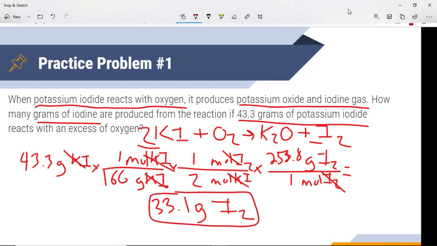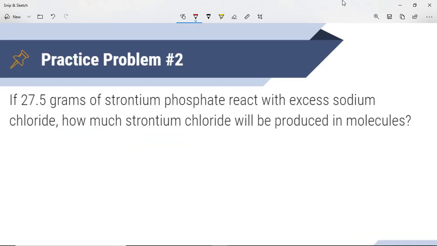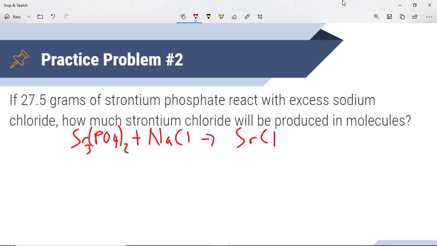All right, simple enough. Let's do one more practice problem. If 27.5 grams of strontium phosphate react with excess sodium chloride, how much strontium chloride will be produced in molecules? So again, we need to make sure that we write out our balanced chemical equation first. So let's do some strontium phosphate, sodium chloride. We're going to get strontium chloride out of it, and sodium phosphate.